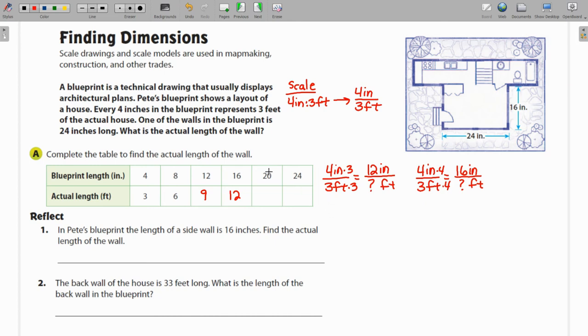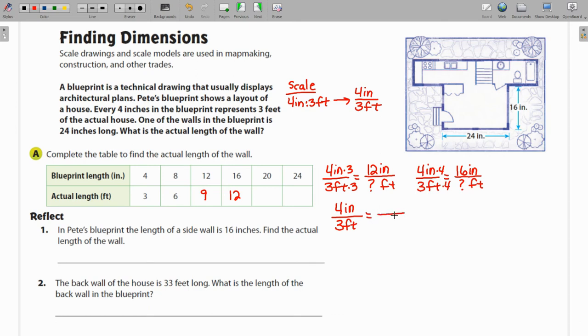Now, in the next step, I'm going to figure out how many actual feet there are going to be in this house when we have 20 inches in the blueprint. So we're going to say 4 inches for every 3 feet. That's our scale in ratio form.